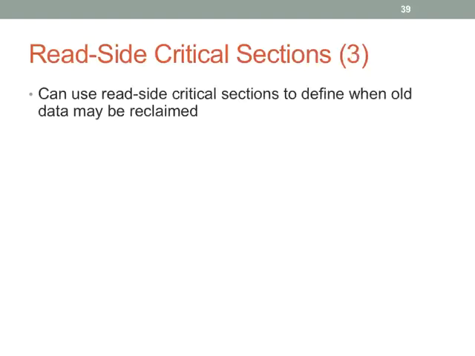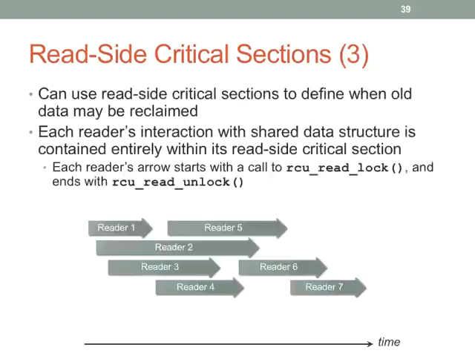Alright, so yes, we use read side critical sections to define when old data may be reclaimed, because if you think about it, we have all these readers doing their magic, accessing data structures, playing along, not stepping on each other because they're just reading. And you can see that each reader's arrow starts with a call to RCU read lock, and the arrow ends where they call RCU read unlock. So this is their extent.